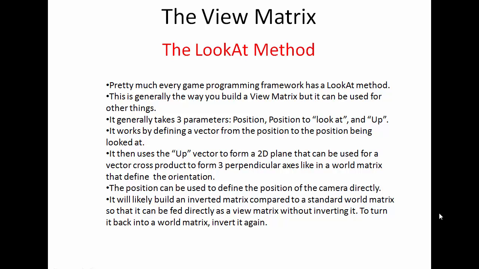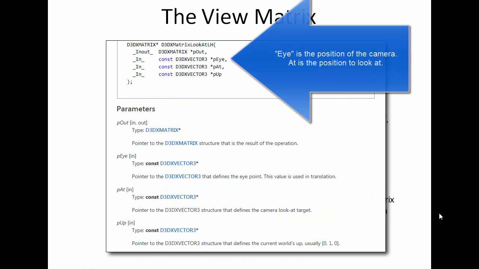The position can be used to define the position of the camera directly. It will likely build an inverted matrix compared to a standard world matrix so that it can be fed directly as a view matrix without inverting it. To turn it back into a world matrix, invert it once again. So basically it's a world matrix, but the way the look-at method works, it takes these 3 parameters: position, position to look at, and up.